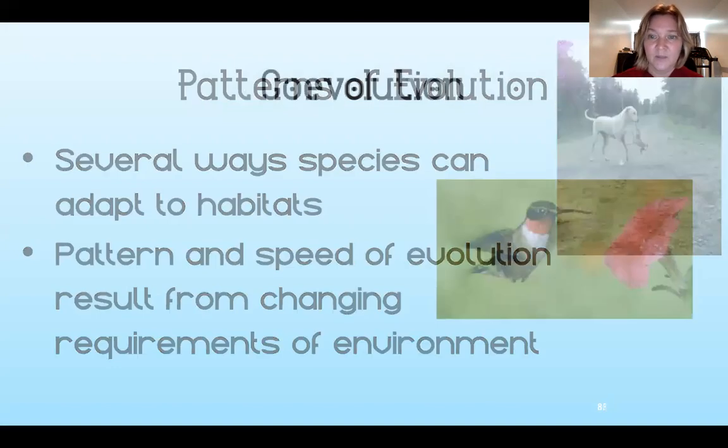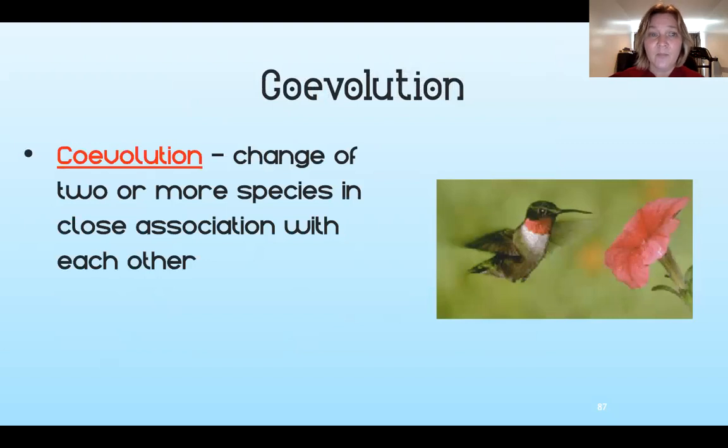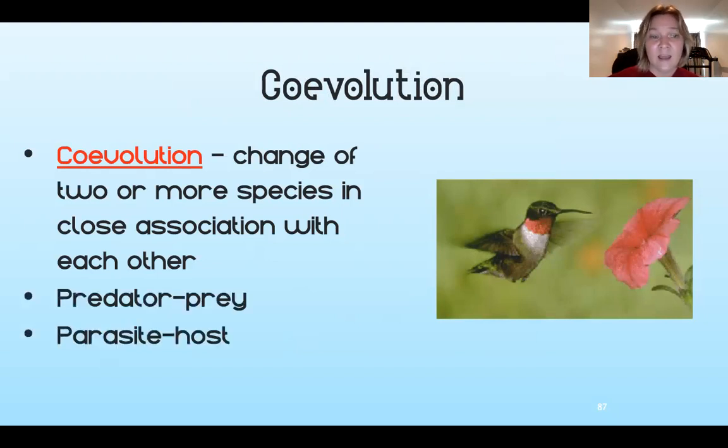to look at today. The first pattern is called coevolution. Remembering what co means is together. Coevolution is the change of two or more species in close association with each other. A good example of this would be predator-prey or parasite-host.